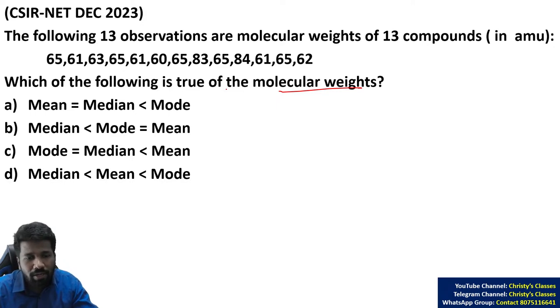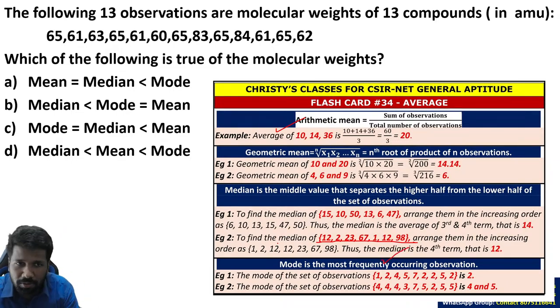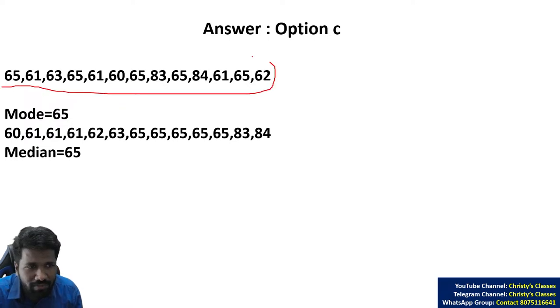I have given a separate flashcard for mean, median, mode. How to find mean, all of you know arithmetic mean, sum of observation divided by number of observation. Median is middle value after arranging them in ascending or descending order. And mode is the most frequently occurring observation. So let us write it down. Mode and median find karna easy hai. So first we can arrange, this is the given data.